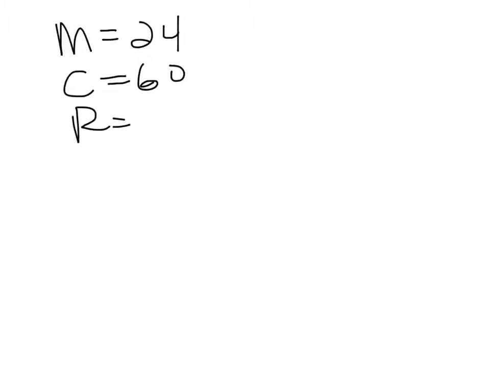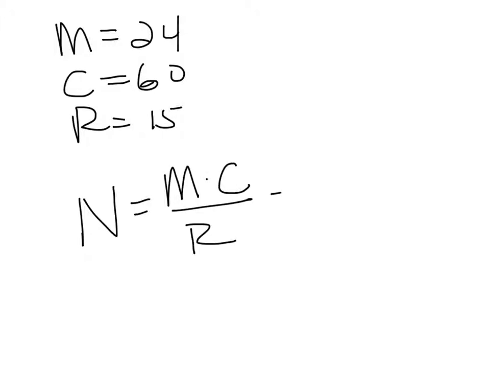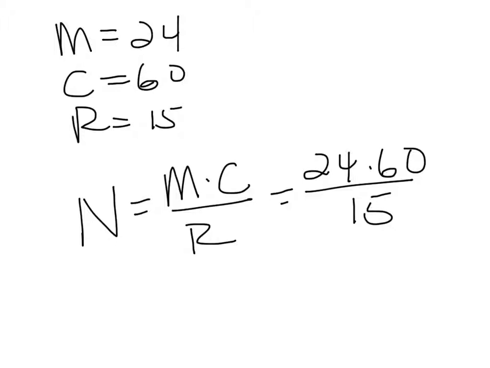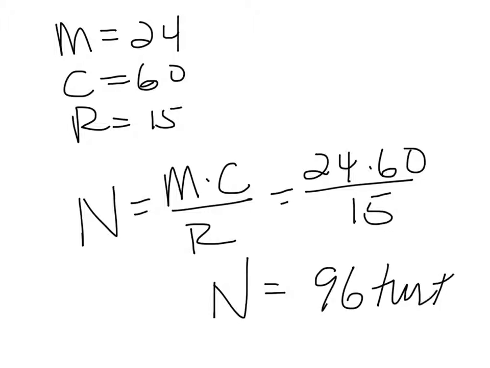So let's rewrite the information that we know. We know that M is equal to 24. We know that C is equal to 60. And we know that R is equal to 15. And we know that our total equation is N equals M times C divided by R, which is equal to 24 times 60 divided by 15. After we do the calculation, we see that the total population size estimate is about 96 turtles. So that forest has approximately 96 turtles.